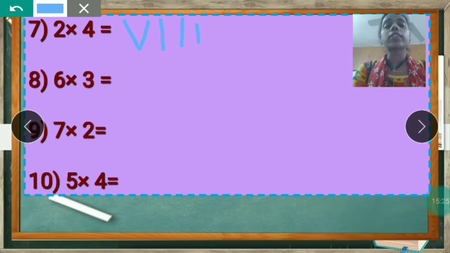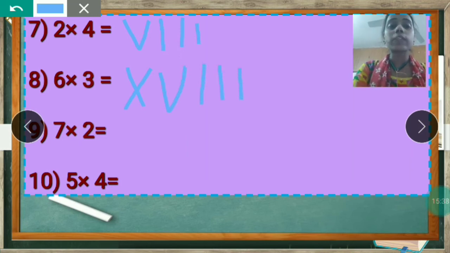Let's do the next question. 6 multiplied by 3. 6 threes are 18. So, let's write here 18. So, how will we write? X means 10. 5, 15, 6, 7, 8. So, X plus V. 10 plus 5, 15. 15 plus 1, 16, 17 and 18. So, I will write here X, V, I, I, I.